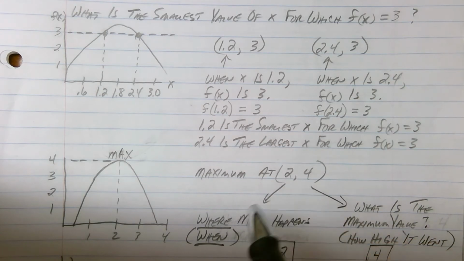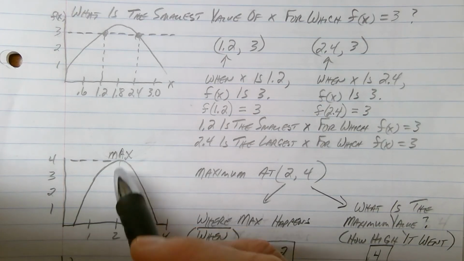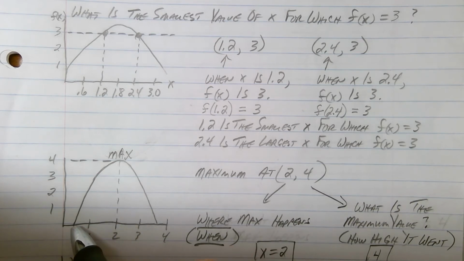And these both mean 2 separate things. They're 2 different questions. Remember, this is time. As time goes by, this 2 tells you when the maximum happened. Like if your friend asked you, hey, when did you get to the top? You'd say, oh, that was about 2 minutes into the ride.